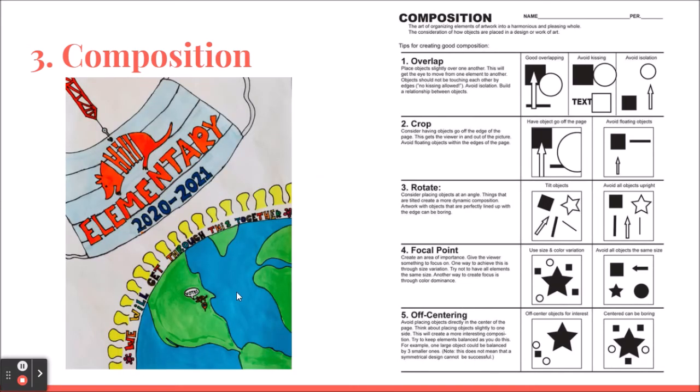This one's interesting. There's lots of cropping. You can only see some of the earth and some of this mask here. There's overlapping of text onto things. They rotated, so this is like a diagonal composition instead of it being straight across. And therefore, because it's diagonal, it's kind of off-centered.